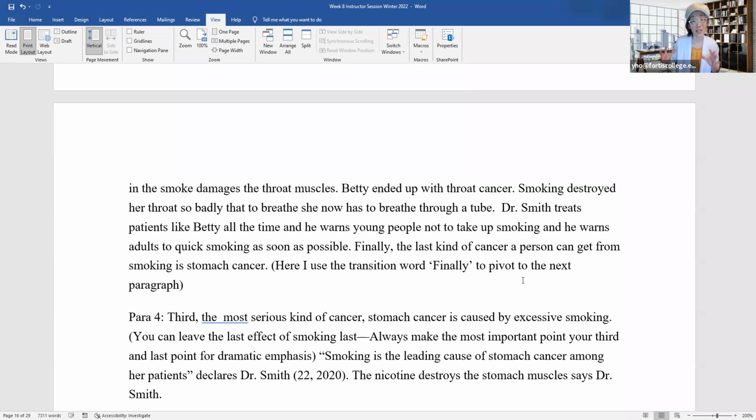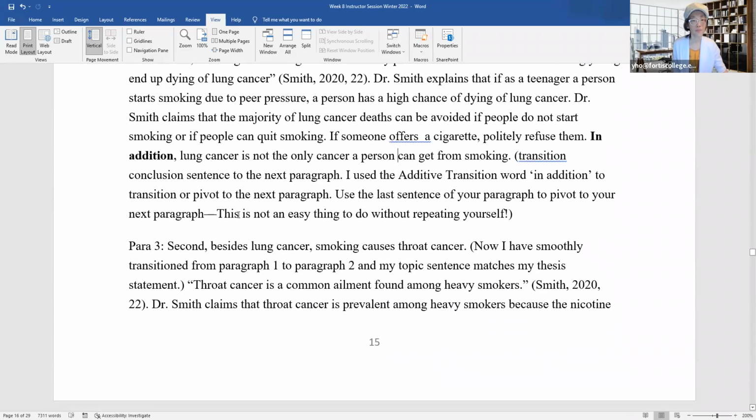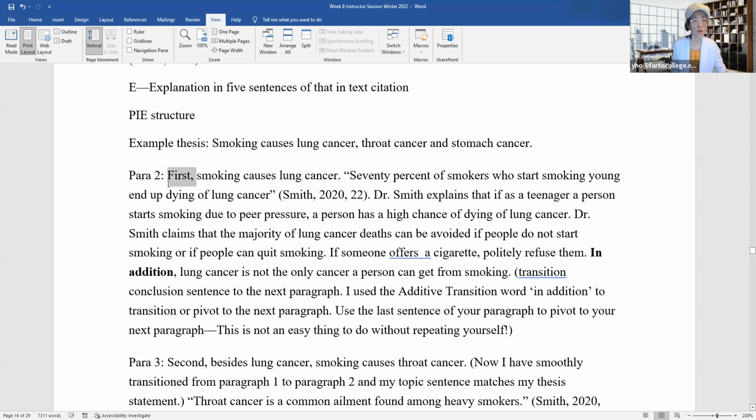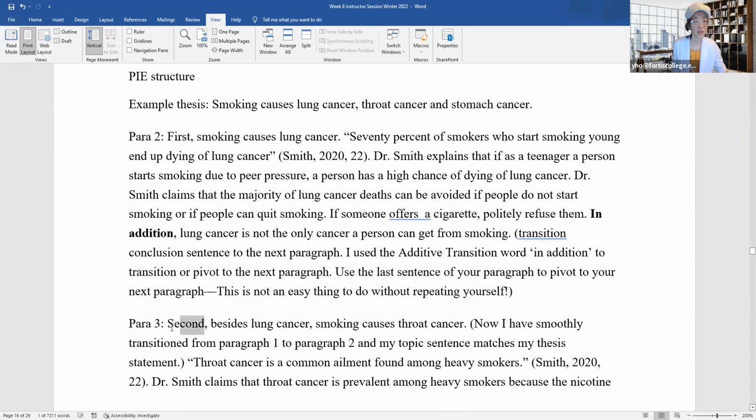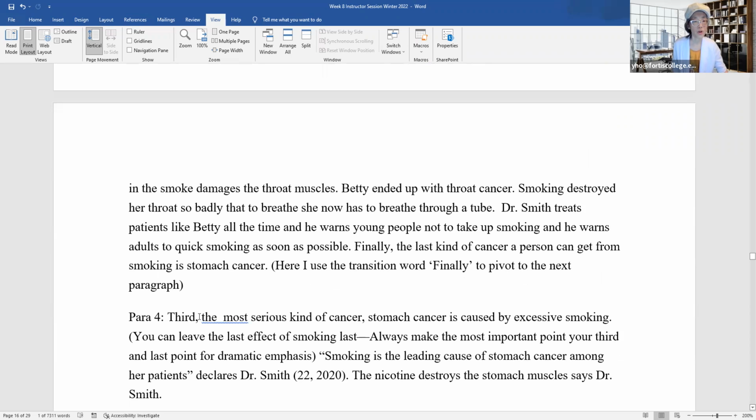And so here in the last sentence, in the conclusion sentence, I'm transitioning over into my next paragraph. Third, the most serious kind of cancer, stomach cancer, which is caused by excessive smoking. And so you can have the most serious effect last. Another thing you notice is I used first, I used second, and I used third.